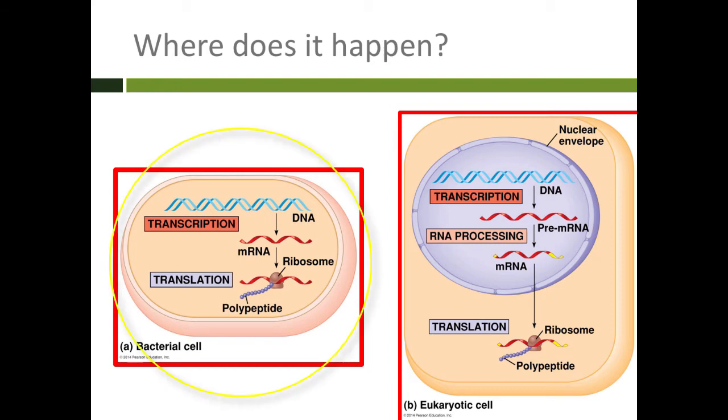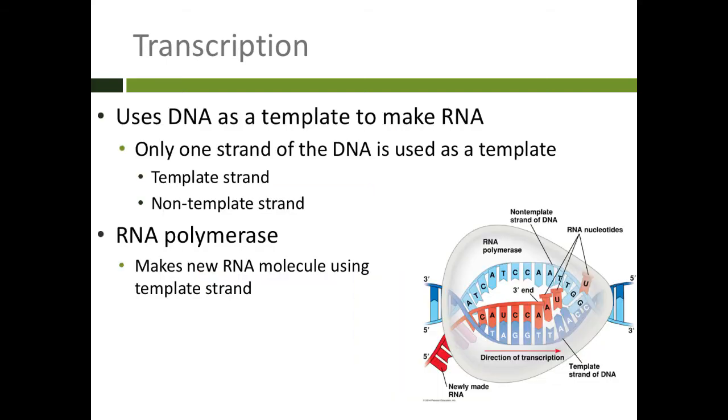In prokaryotes, there is no nucleus, so DNA is transcribed to RNA and the RNA is translated to proteins all in the cytoplasm. In eukaryotes, transcription of DNA to RNA happens in the nucleus, and then RNA leaves the nucleus and is translated into proteins in the cytoplasm of the cell. You can see in both types of cell that the ribosome is our translator for going from nucleic acids to amino acids. Let's start with transcription.